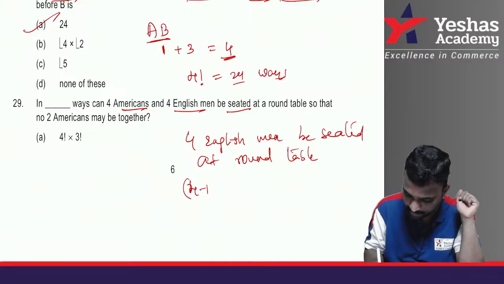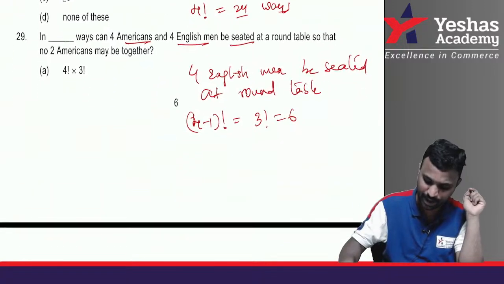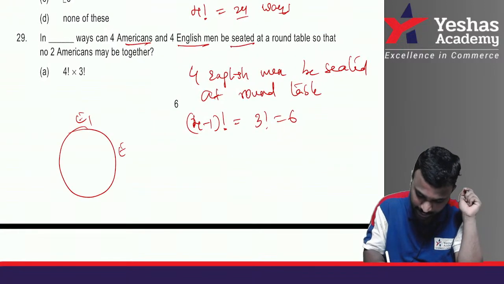4 minus 1 factorial ways, because it's a circular arrangement. So 3 factorial becomes 6 ways. See, after you arrange 4 Englishmen, E1, E2, E3 and E4, how many gaps are created? 1, 2, 3 and 4 gaps.